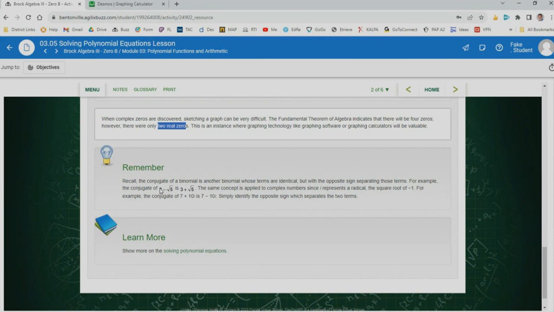And remember the conjugate, right? Like if you have 3 minus square root of 5, a conjugate is 3 plus the square root of 5. So like on the imaginary, 7 plus 10i would also have 7 minus 10i as the other imaginary solution.